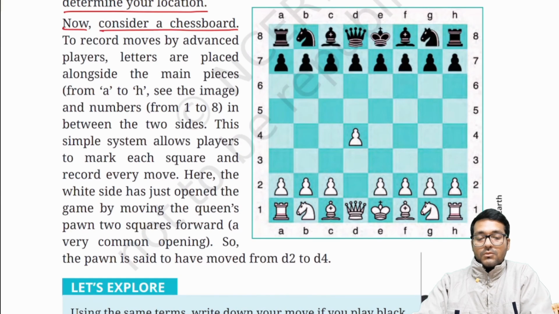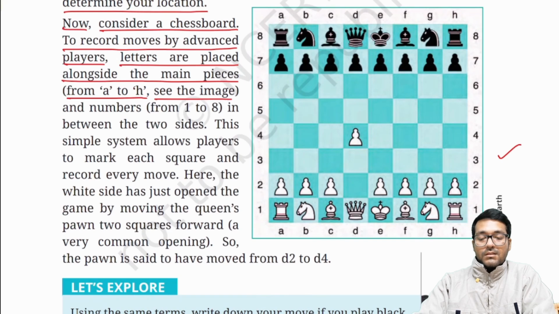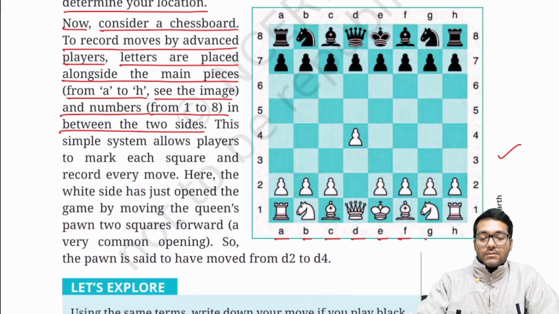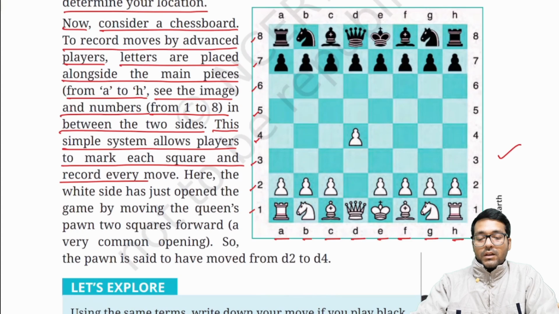Now consider a chessboard like this. To record moves by advanced players, letters from A to H are placed alongside the main pieces, and numbers from 1 to 8 in between the two sides. You can see A, B, C, D, E, F, G, H on the horizontal and 1, 2, 3, 4, 5, 6, 7, 8 written on the vertical. This simple system allows players to mark each square and record every move.